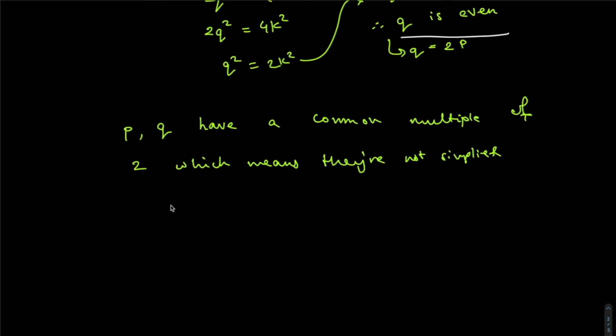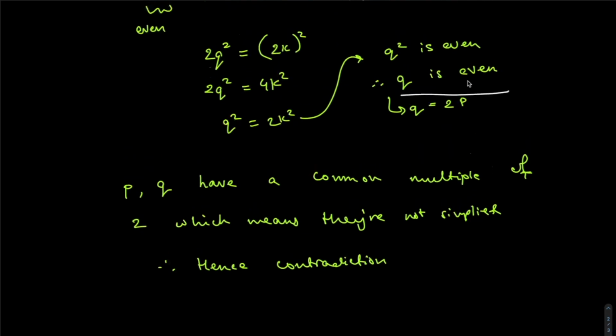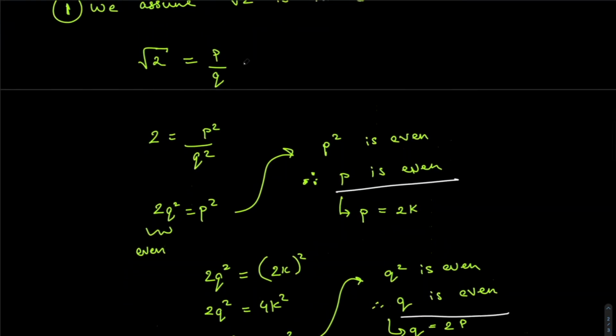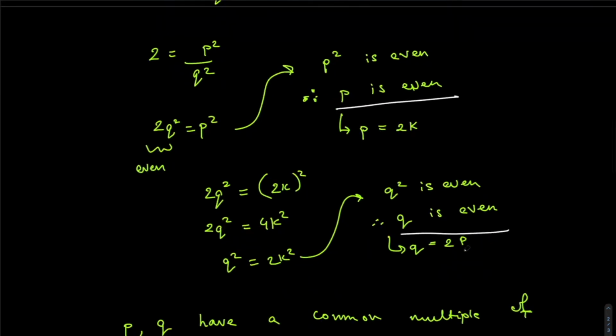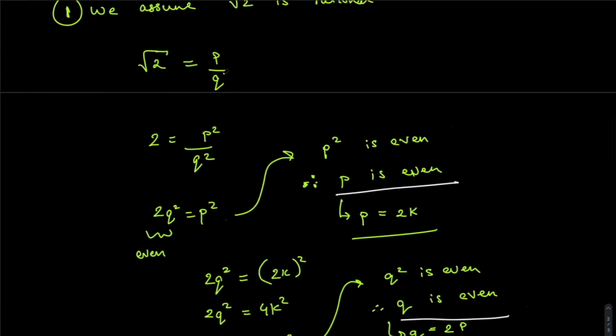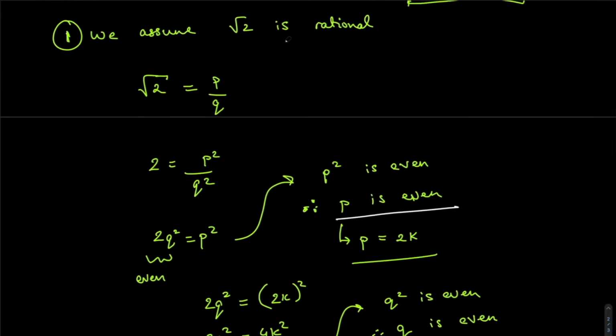And this is our contradiction. Hence, contradiction. Because of this, they have some common multiple. We had worked with the assumption that it's a rational number, p by q, where p and q are in their simplest forms. They cannot be simplified anymore. Yet, we're getting that this is an even number, and they have a multiple of 2. This is completely off from what we were working with. And this is disproving the statement, and it's disproving the fact that square root of 2 is rational.